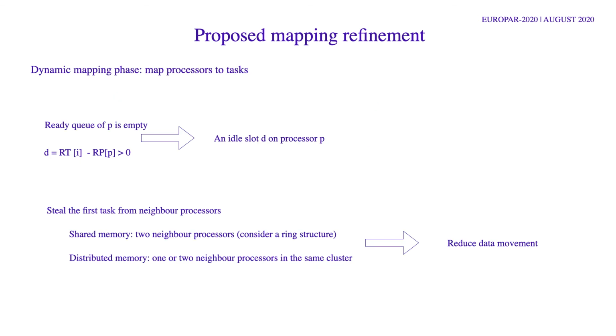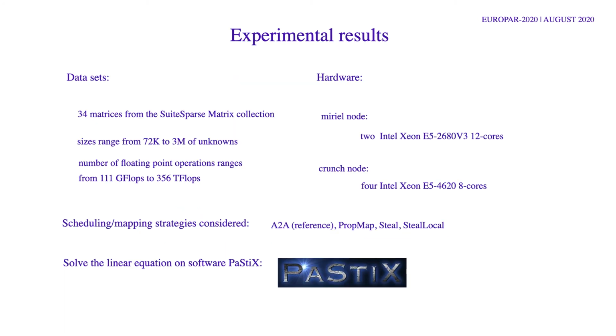Let's summarize the steal technique. At the moment, if the ready queue of processor P is empty and the ready time of the first task in the waiting queue is strictly larger than the ready time of processor P, we predict that there will be an idle slot. To reduce this idle slot, we copy tasks from a neighbor processor's ready queue. In order to reduce data movement in a distributed environment, we steal tasks that are on the same cluster.